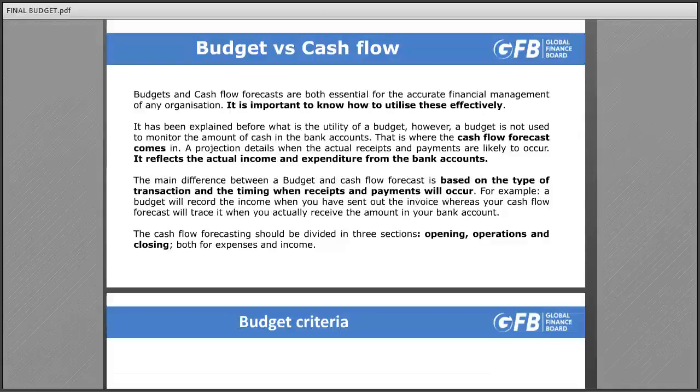That's why the cash flow forecast should be divided into 3 sections. Opening, which is the amount of money that there is in the bank account at the beginning of the period. It can be a month or a week or even a day. Operations, well, obviously all the operations that occur. And closing, which is the amount of money that remains in the bank account at the end of the determined period, both for expenses and income.